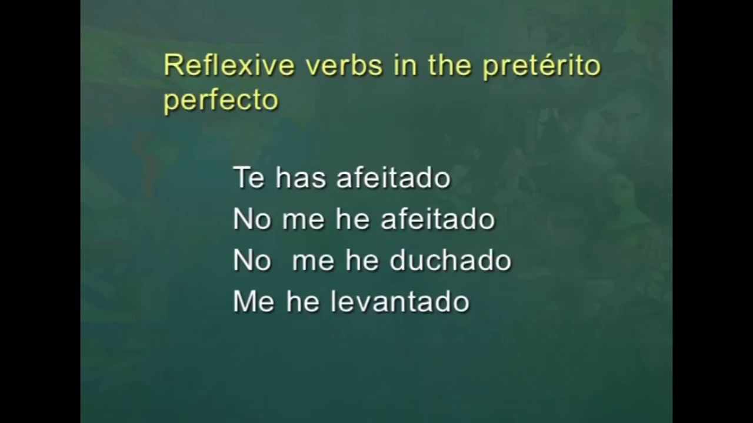Te has afeitado, no me he afeitado, no me he duchado, me he levantado. We can notice that the participle does not change according to the person, number or gender. So, the first person singular or plural, it is desayunado, estudiado, viajado. There is no change in the participle. If it is él or ella, it is the same.